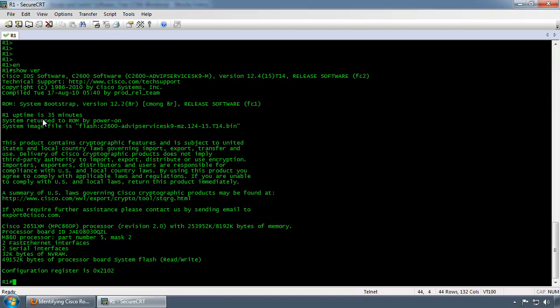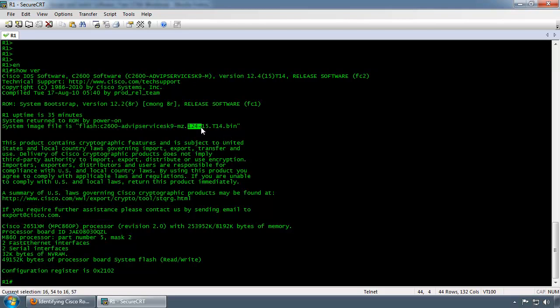And you can actually identify the platform here by 2651XM. And this platform is running advanced IP services with cryptographic image set. If you run advanced IP services, it's going to have cryptographic features regardless. The K9 is just something that was carried over from the old naming convention. And this is 12.4, release 15, Tech Train 14.